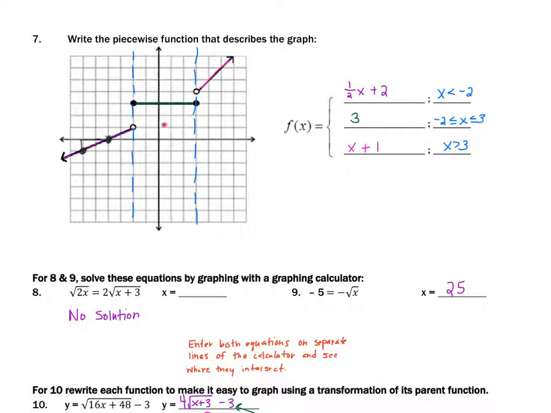For the green piece, it lies between the two break lines. So that's where we have to write our compound inequality.